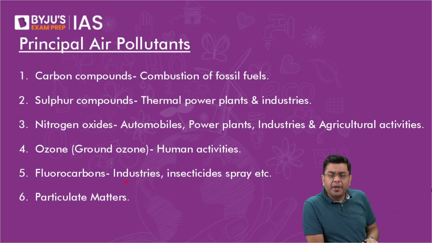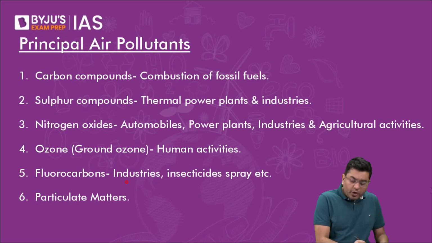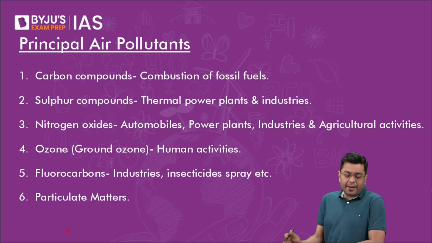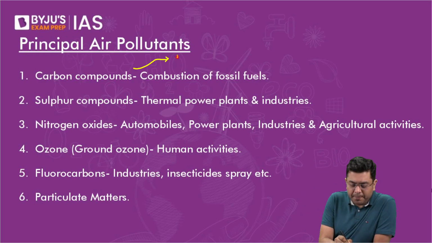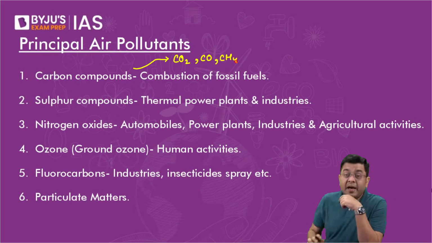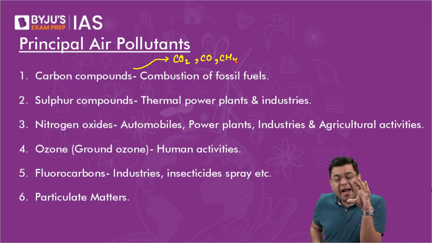Okay. And now, the principal air pollutants, the majority of the air pollutants that we find around us. So, carbon compounds. When we say carbon compounds, we talk about carbon dioxide, carbon monoxide, and even methane. At one point of time in our history, we had a different atmosphere. Presently, when you take a look at the image of planet Earth from outside, from the spaceships, it is almost transparent. The atmosphere is almost transparent, isn't it? You are able to see the blue planet.